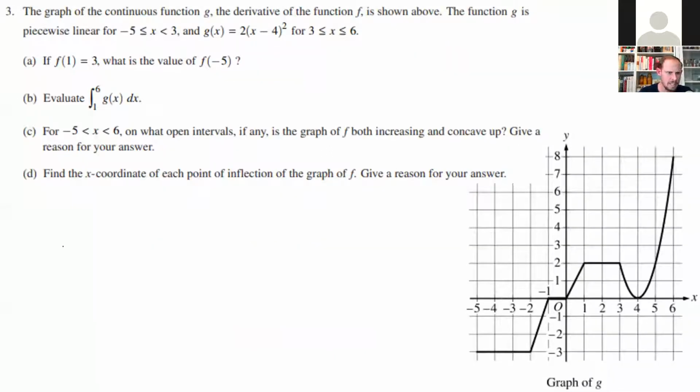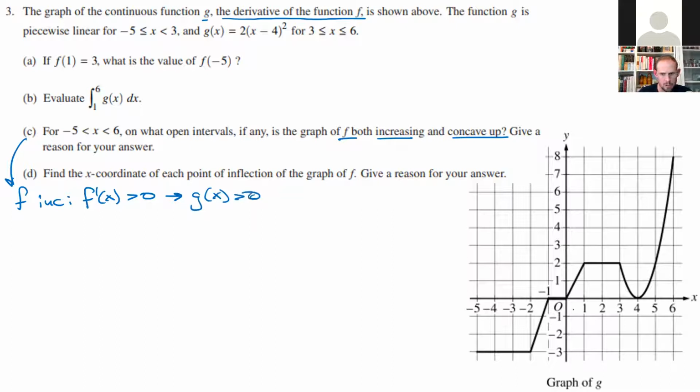All right, part C. So let's see, from -5 to 6, on what open intervals, if any, is the graph of f both increasing and concave up? Give reasons for your answer. All right, so if f is going to be increasing, that means f prime of x needs to be greater than 0, but f prime is equal to g, the derivative of the function f. So in other words, g of x just needs to be greater than 0. So where's g of x greater than 0? Well, it's from here onward, basically. So that gives us x is greater than 0, right?